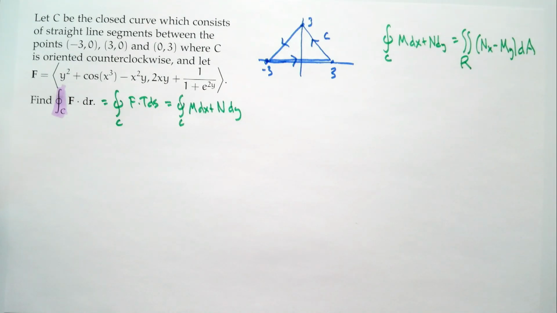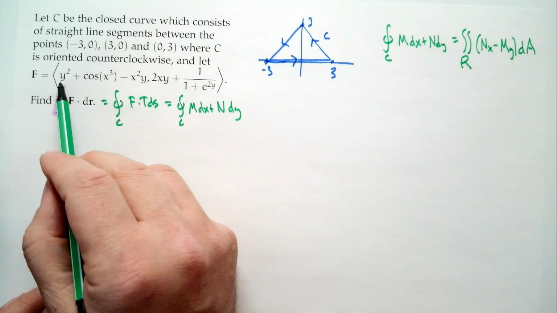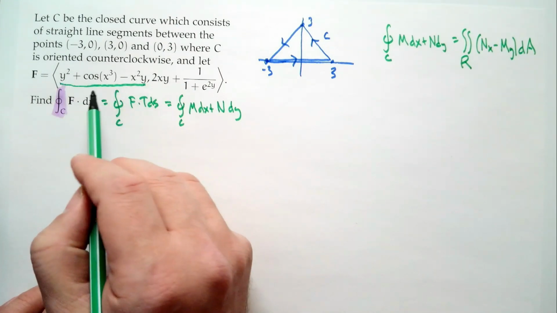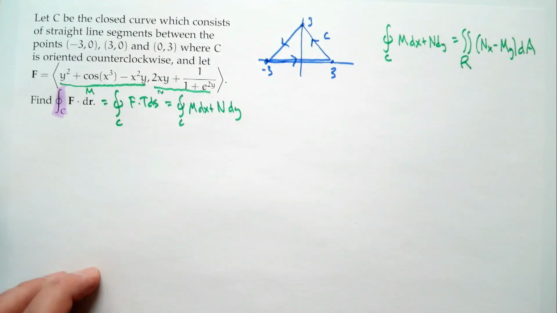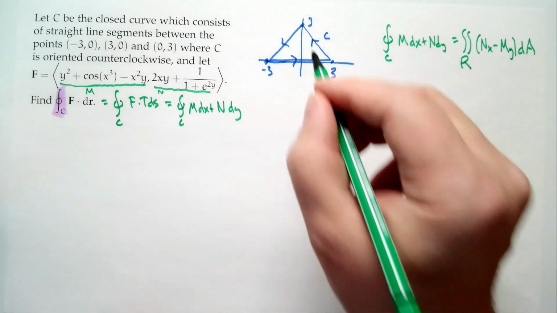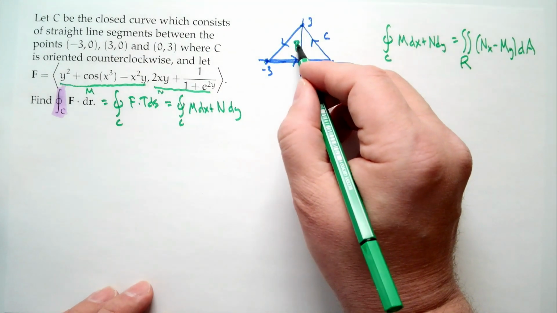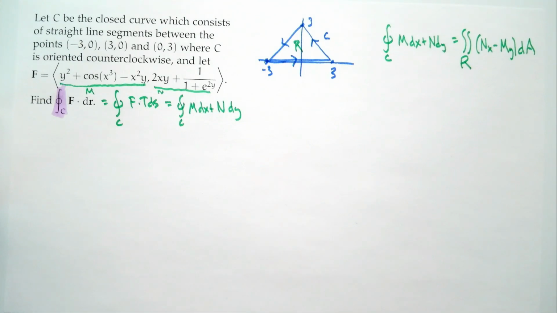Now, where are M and N? M and N are these pieces. So M is the first part, N is the second part. So now we say, okay, we have all our pieces. And of course, one other question, you might say, well, what's R? Well, R is the region that's inside the curve. So that's what R refers to. So in this case, R is that actual solid triangle. C is the edge of the triangle.